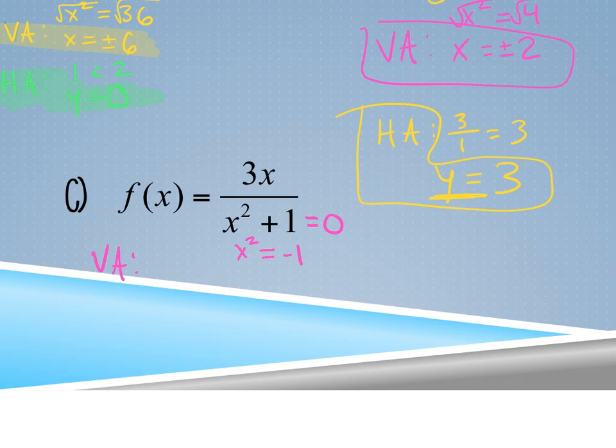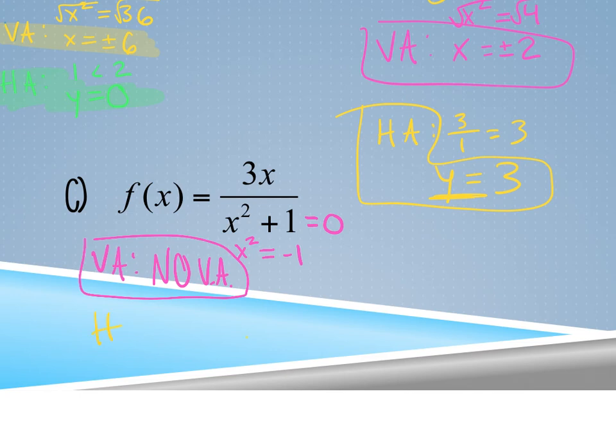So what do we know about our vertical asymptote? Are we dealing with horizontal right now or vertical? Oh, vertical. So it doesn't have a vertical asymptote. If you deal with imaginary numbers, we just don't do it. So we have no vertical asymptote.